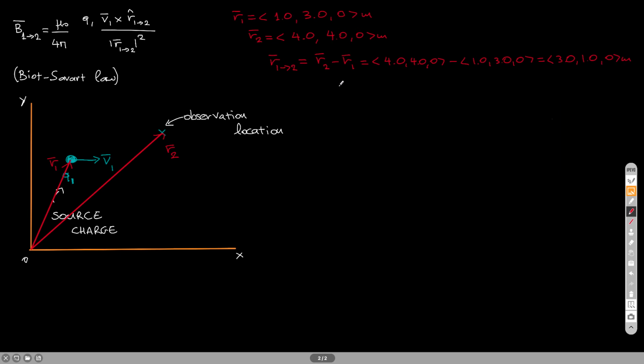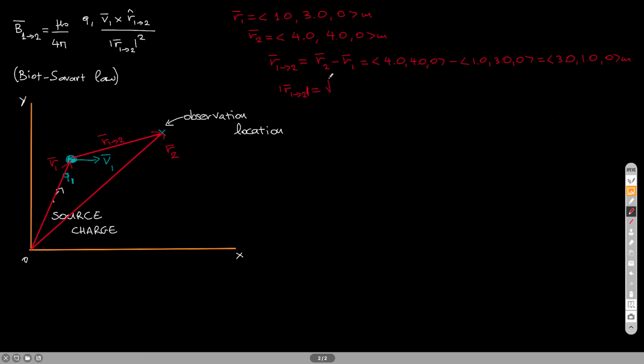By the way, I can show you here. What I just found is this vector, the vector that goes from 1 to 2. Now the next step is to find the magnitude of this vector.